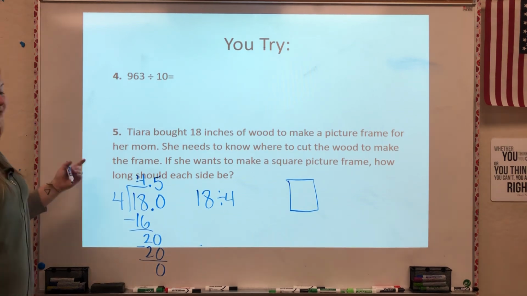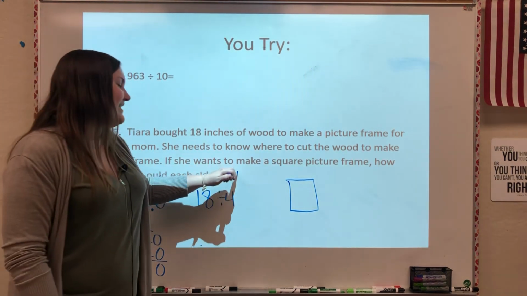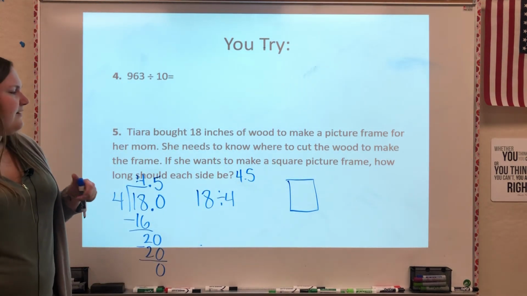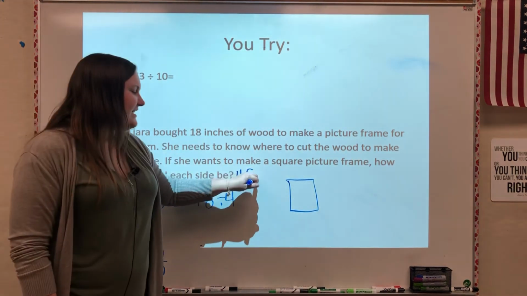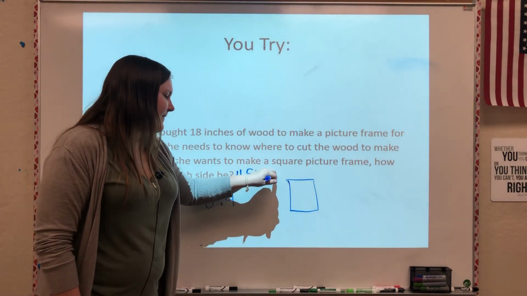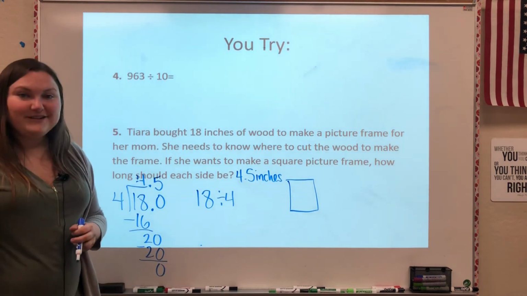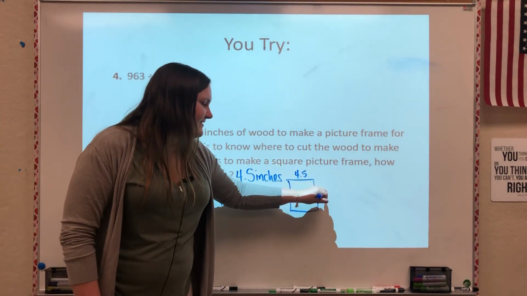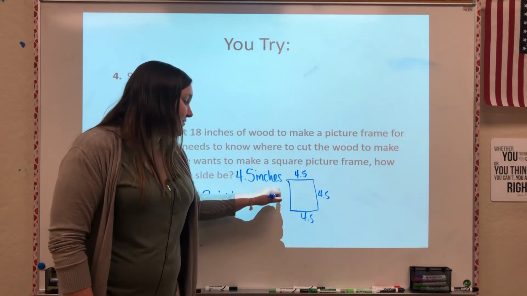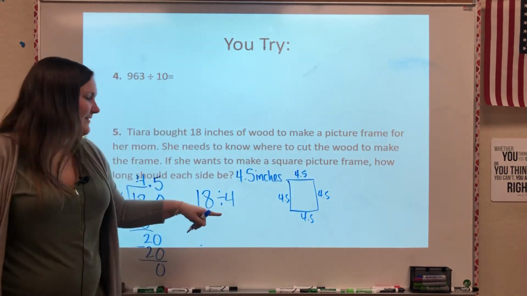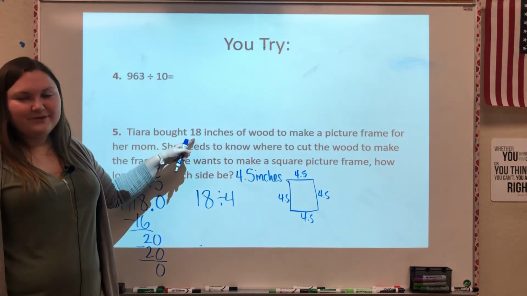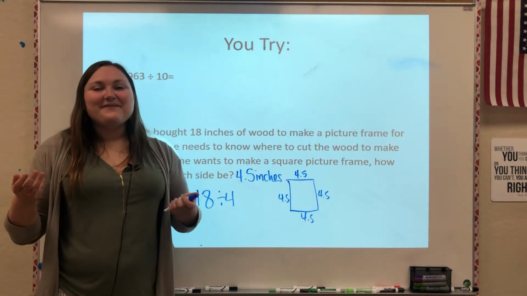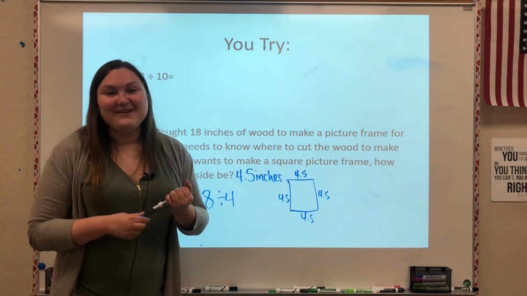The question is, how long should each side be? So we're going to say each side should be 4.5. What are we measuring with here? Inches. Each side should be 4.5 inches. If I wanted to check that, if I'm saying each side is 4.5 inches, I should be able to add all of that back up and get the total amount of wood she has, which if you do that, you do get 18.